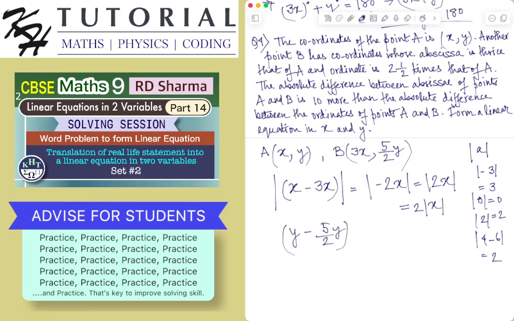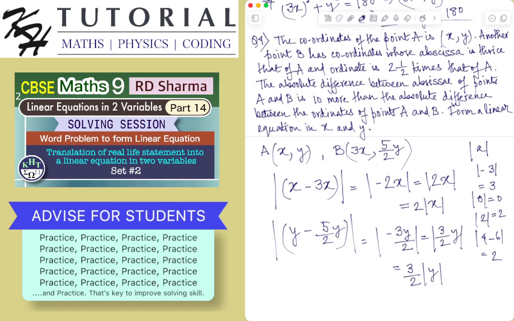What will be the absolute difference? We have to put the modulus operator. This is equal to modulus of minus 3y by 2. As I said, I will ignore the negative sign inside any modulus operator. This will be modulus of 3 by 2 y, and I will bring the constant outside. So this is 3 by 2 mod y.